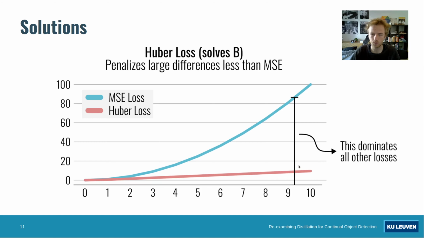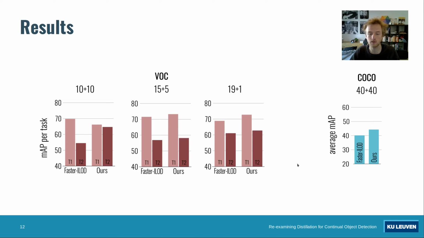And if you look at our results and we compare this to Foster-ILOD, the original method, we see that we actually do better on all tested benchmarks. For instance, on the VOC 10 plus 10, we lose a little bit of accuracy on the first task, but the second task is learned significantly better. On the other tasks, 15 plus 5, we do better on both tasks, and also on 19 plus 1, we do better on both tasks. On Microsoft COCO, we don't have results for each task here, but we see that ours on average for the 40 plus 40 benchmark does about 5 mAP points better than Foster-ILOD.